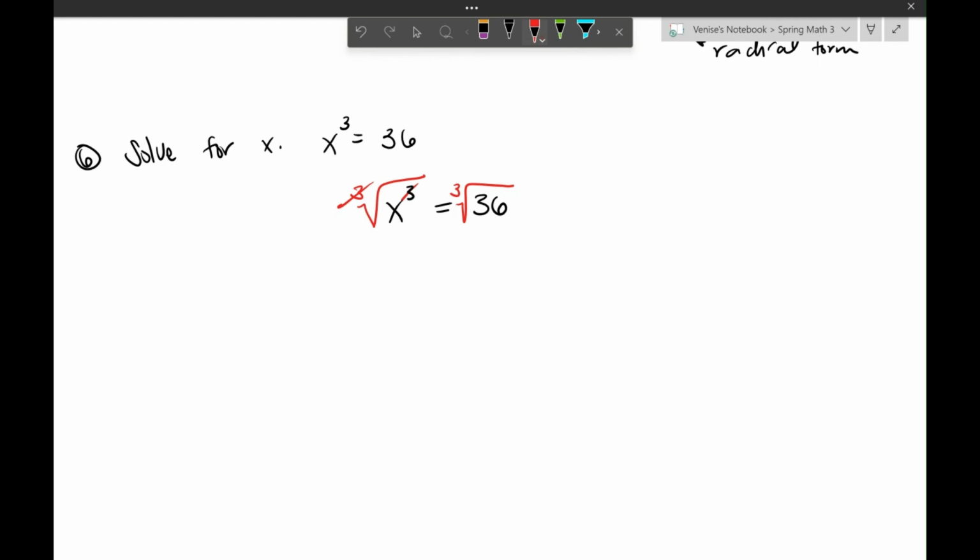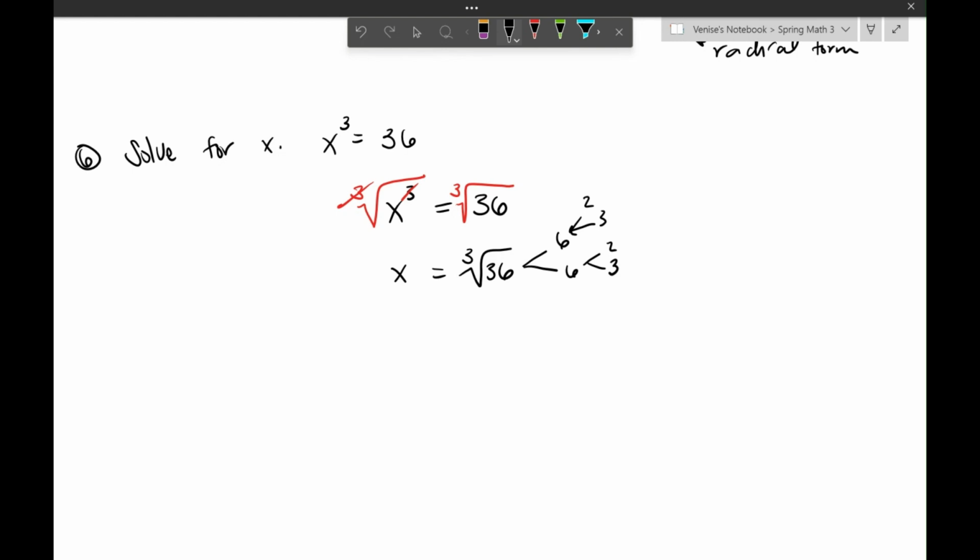So this cancels out, and I get x equals the cube root of 36. How is that possible? If I factor out 36, I get 6 and 6, which is 2, 3, 2, 3. That means there's no number that repeats 3 times, so this must be the answer.